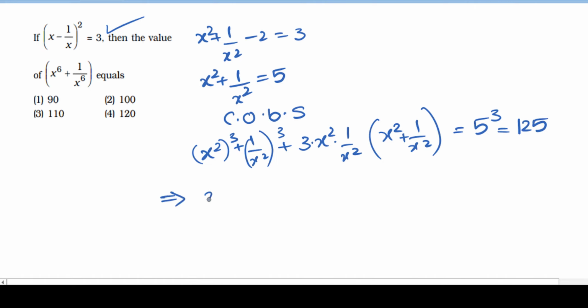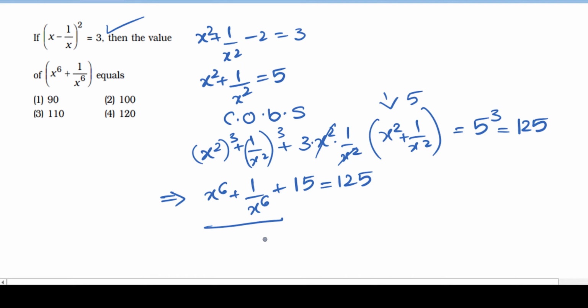So this becomes x power 6. This becomes 1 by x power 6. This gets cancelled. This value they have already given. This is 5. So 3 into 5, 15 equals 125. So what do we want? This part. This part is equal to 125 minus 15. That is equal to 110.